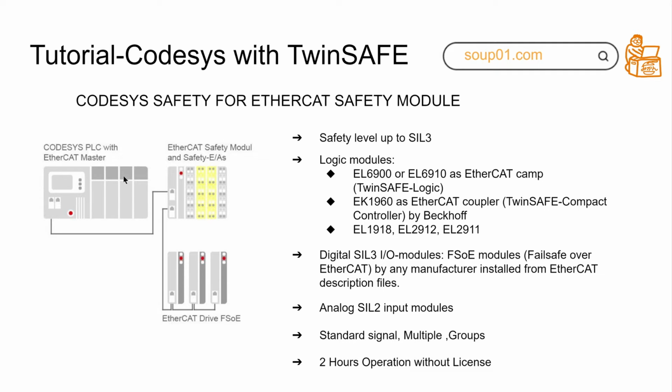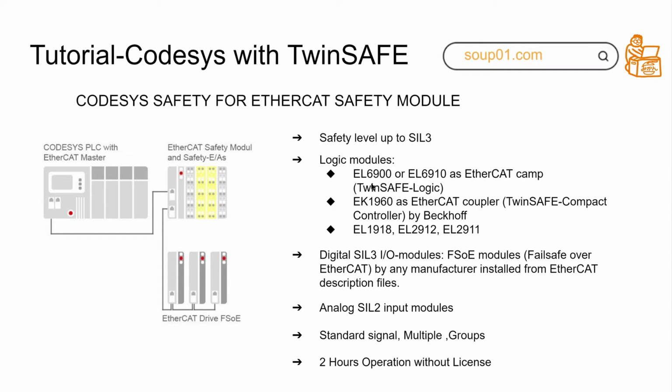In this case it will be my Exor panel, the EX707M, with Codesys runtime inside. Then here you see the EtherCAT safe module and safe I/O. On this side will be the Beckhoff EK1101, the EtherCAT coupler, and here will be the EL6910, the TwinSAFE logic terminal. Here will be some safety I/Os, and here some safe drives. The level can be up to SIL3, and the logic module is supported by this plugin.